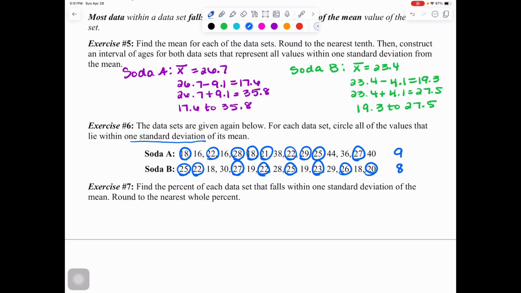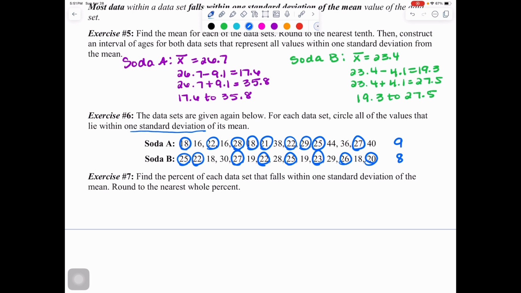So in our final question, exercise 7, they want the percent of each data set that falls within one standard deviation of the mean. And we're going to round this time to the nearest whole percent. So no decimal points here. So for soda A, we had 9 out of 15. If we were to divide 9 divided by 15, we would get 0.6. So that is 60% of the data.